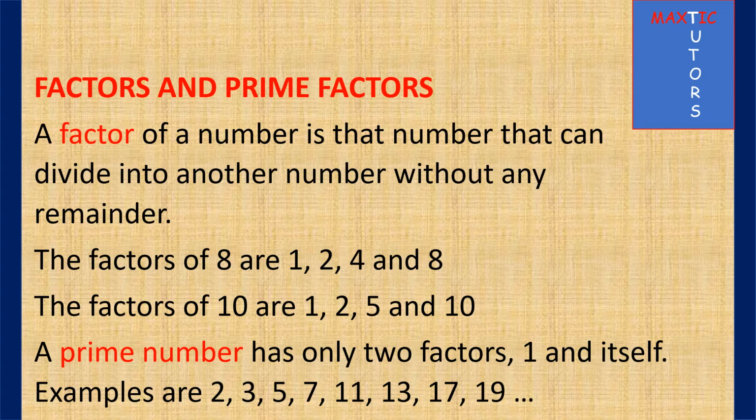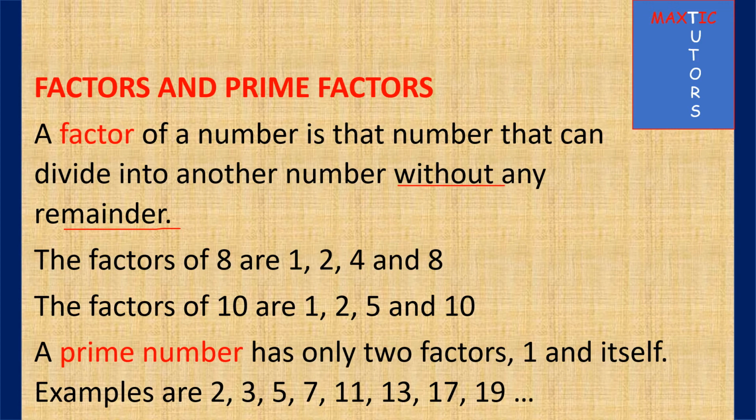A factor of a number is that number that can divide into another number without any remainder. So when we talk about factor, we are talking about the fact that it can divide into another number without any remainder. For example, a son or a daughter, or let's say children, they are factors of their parents, because they take into cognizance the whole behaviors and the whole attributes of those parents. So we can also have it in form of a number, that the factor of a number is that number that can divide into another number without any remainder.